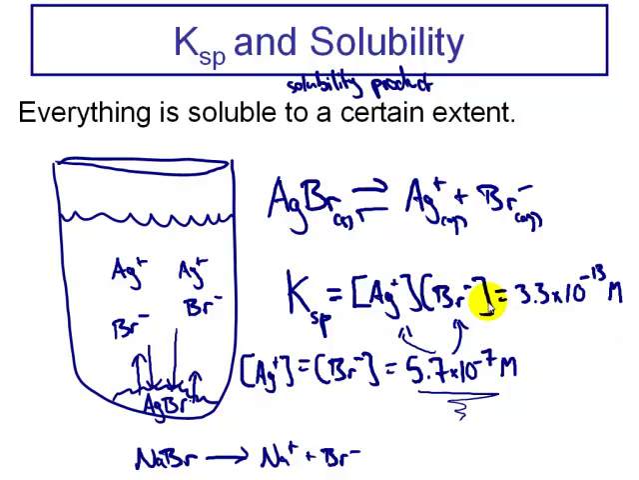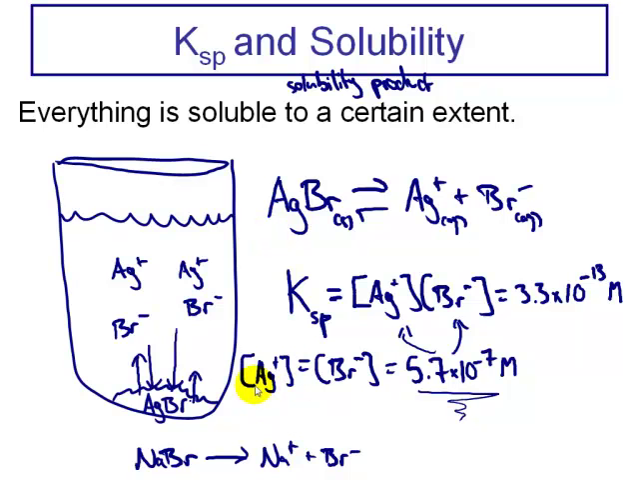Now, if you look here at the value of K, you guys are going to notice that this is a very small value. And what that tells you is that for this substance, the position of equilibrium lies to the left. It is reactant favored, and that's because silver bromide is an insoluble compound. It does not dissolve well in water. But even things that are very poorly soluble will dissolve to a very small degree.